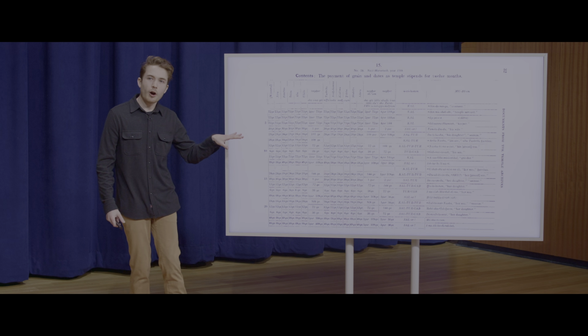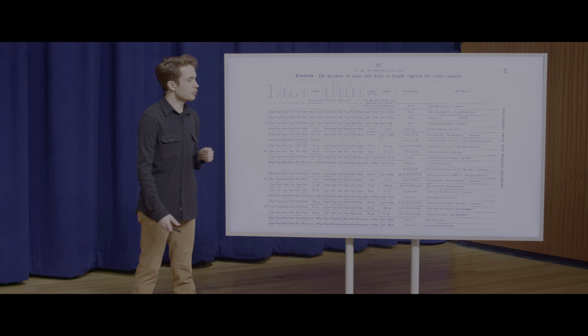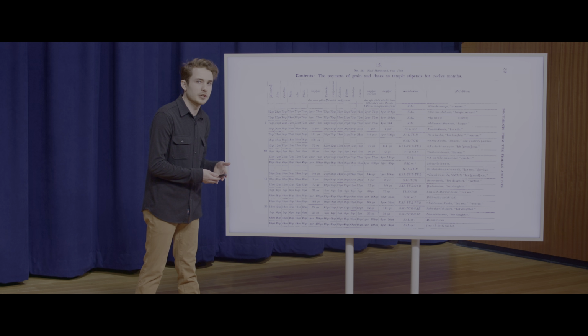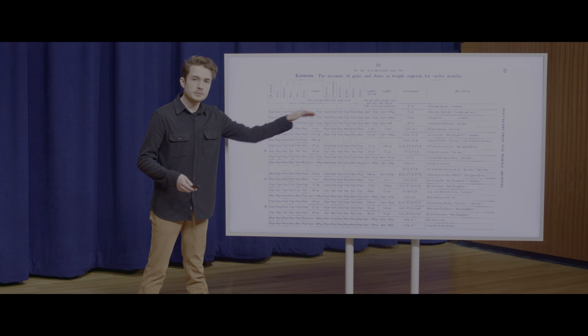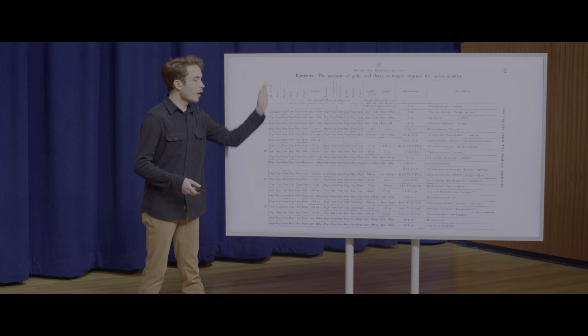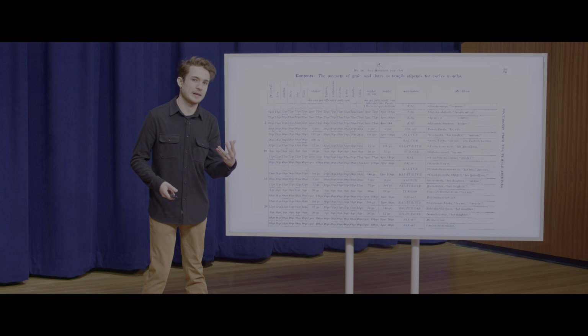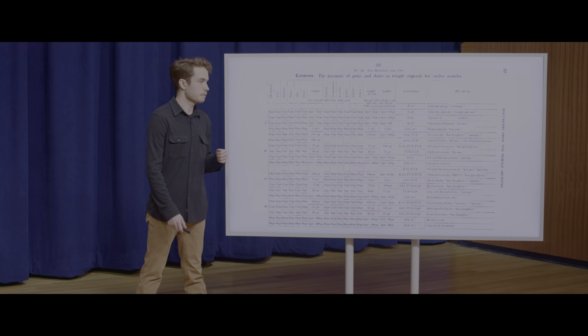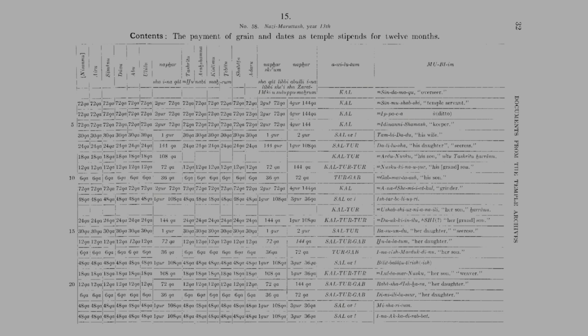For our purposes, we'll call this a table, where a table stores some set of information, and every row in that table stores one item in that set, where every column has some piece of information about that item, some attribute of that item. So here, for example, we do have a table of workers at a temple. Every row is one worker, and every column is their stipend for a particular month.